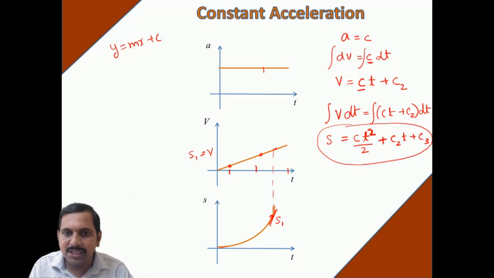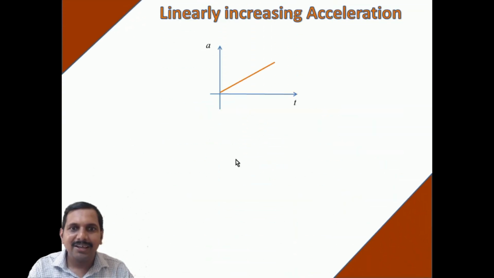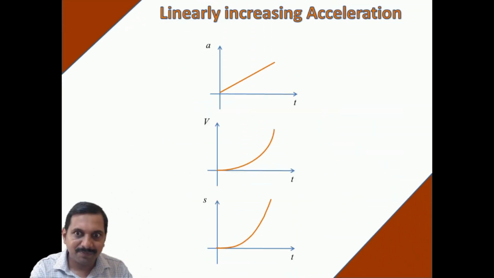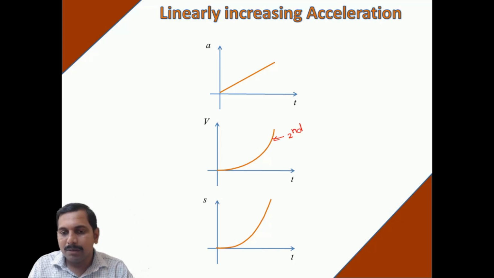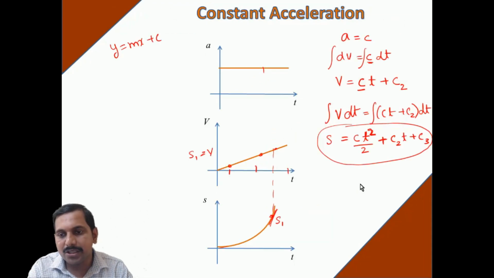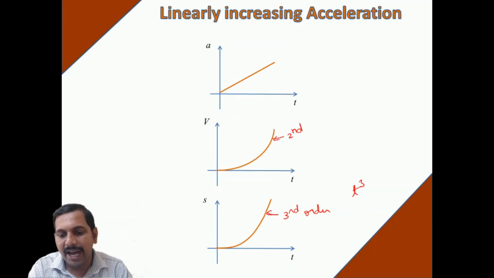And the slope is constant everywhere. For the velocity, slope is constant everywhere, that's why acceleration is constant. Slope is increasing linearly in the displacement, so here velocity is increasing linearly. Hope you get the point. Similarly, if we have linearly increasing acceleration, then this becomes a second order equation, and this becomes a third order, that is you get it in terms of t cube. Here we have got t square and here we will get t cube.